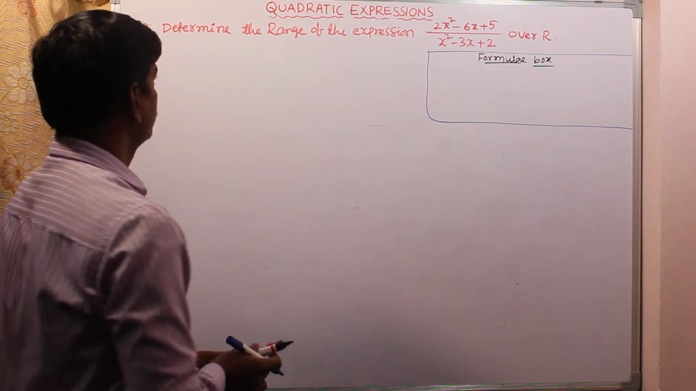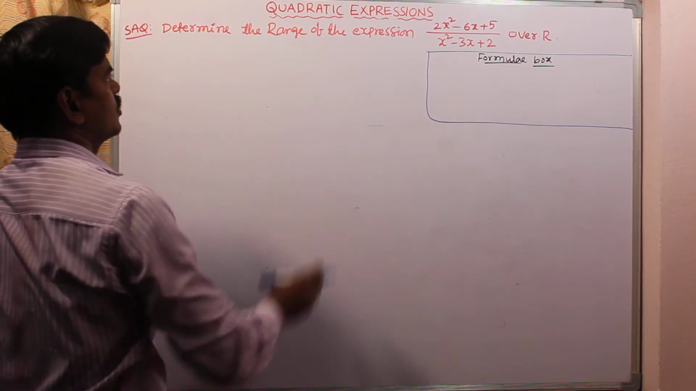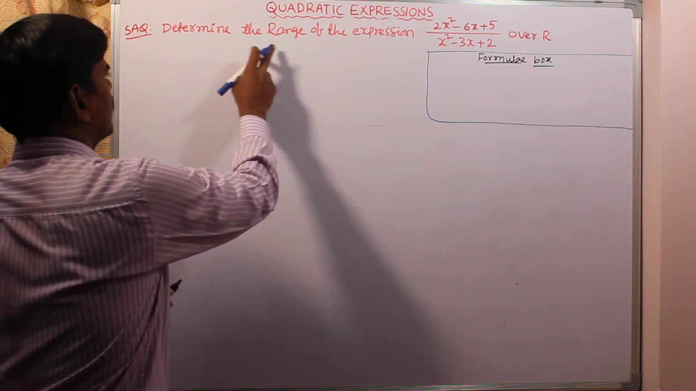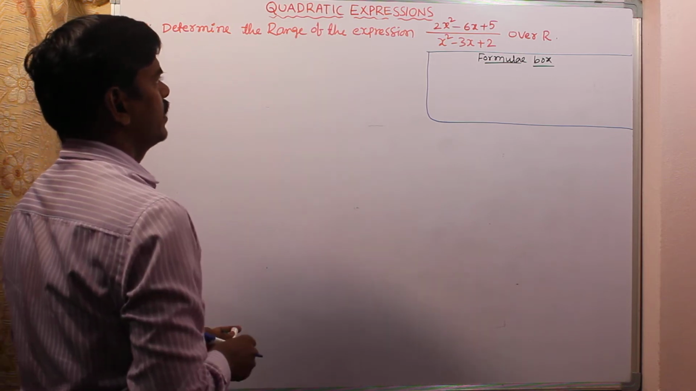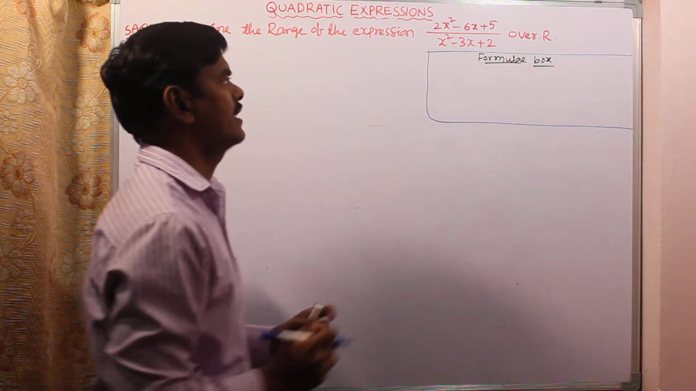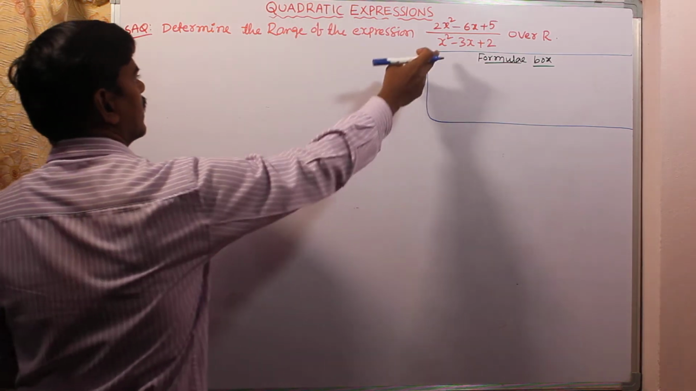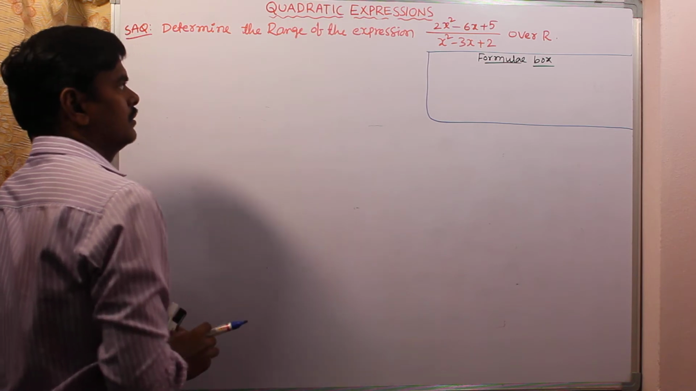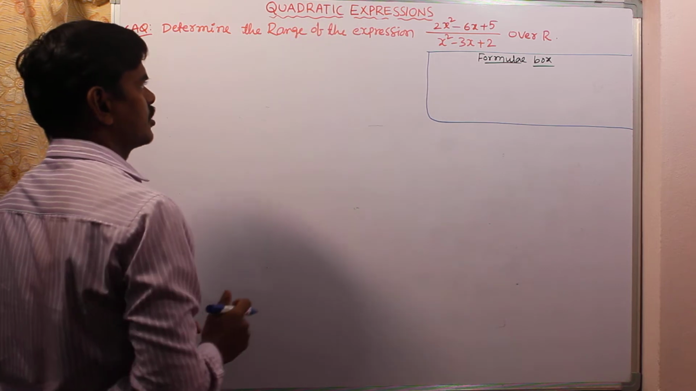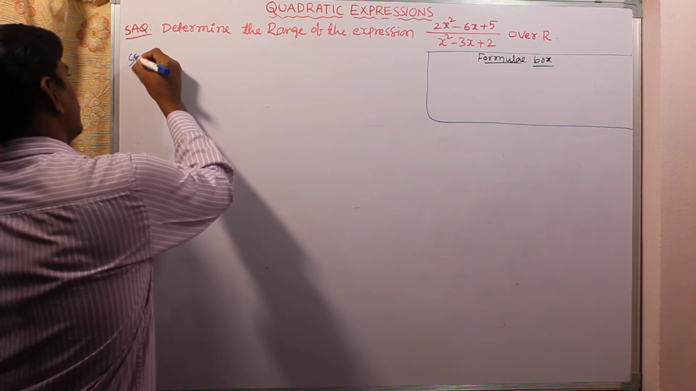Hello students, in this video we are going to learn one of the important short answer questions from the chapter Quadratic Expressions. Let us see the question. Determine the range of the expression (2x² − 6x + 5) divided by (x² − 3x + 2). So this is a range problem. As I told earlier, range problems are very important in the quadratic expressions chapter. So do practice. Let us see the solution.